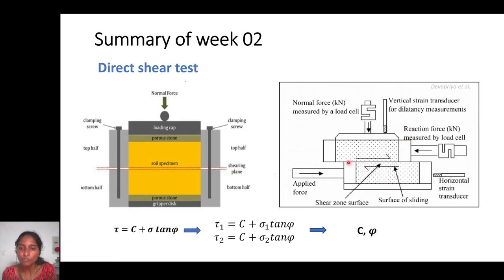My material should fail in this horizontal direction only. But in reality, it will not be the case. When a wheel load is coming from the top, the material can fail in any direction, with any angle. So there is no provision here to understand where exactly the material's failure plane is. That is one of the major disadvantages.